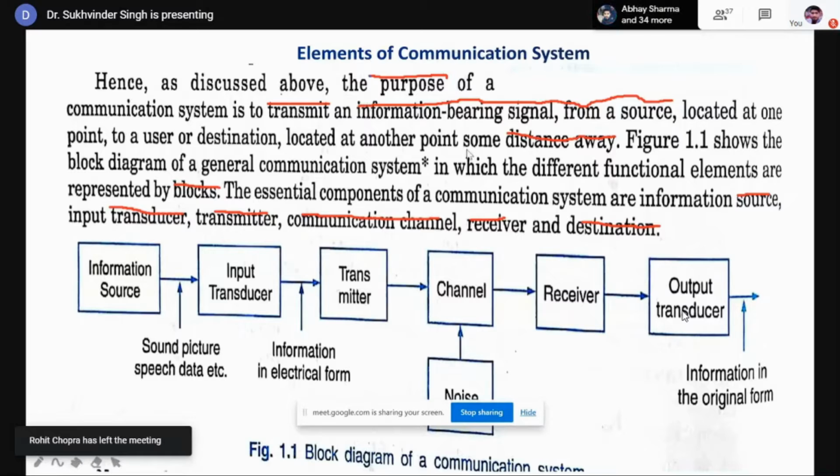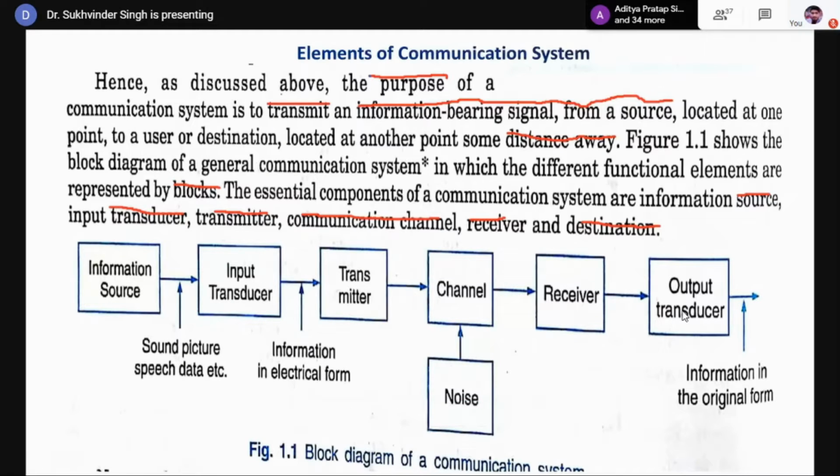Here we show various blocks, and these blocks are nothing but the various components of a communication system. So the various components of a communication system are shown in this diagram with the help of blocks. The first block represents the information source, then input transducer, which will transform the energy of one form into another form. Then we require a transmitter through which we will transfer the information.